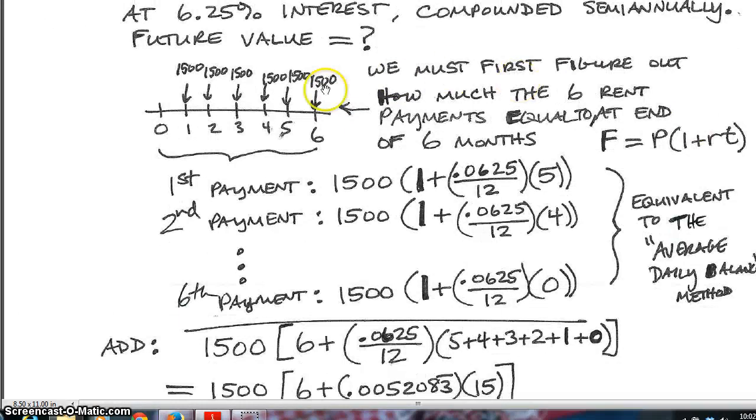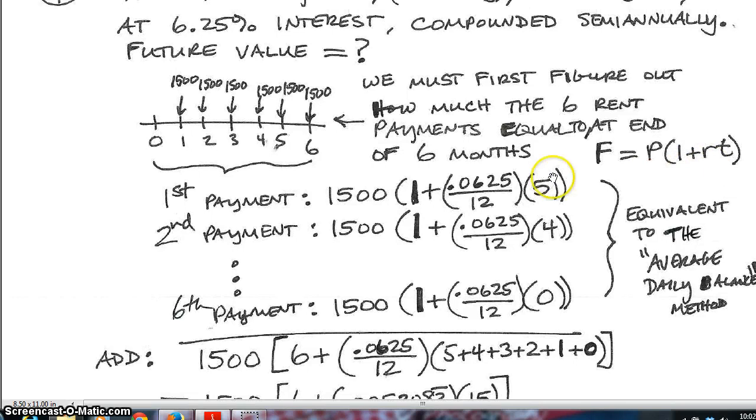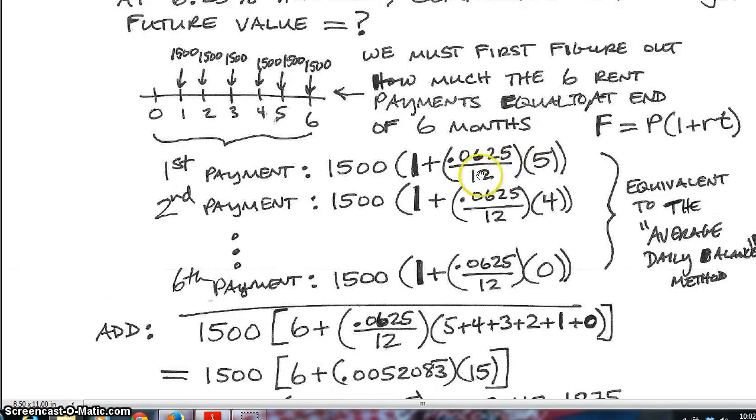So look at the first payment here, $1,500. How many months is that accruing interest? From 1 to 6. Well, on the timeline, from 1 to 6. So it's in there 5 months. So it's going to be, at the end, it's going to be worth 1,500 times 1 plus 6.25 over 12 times 5. So this is the formula for future value under simple interest, P times 1 plus RT. So remember, the PRT is the amount of interest that it earns. So this is the principal, 1,500, plus the interest.